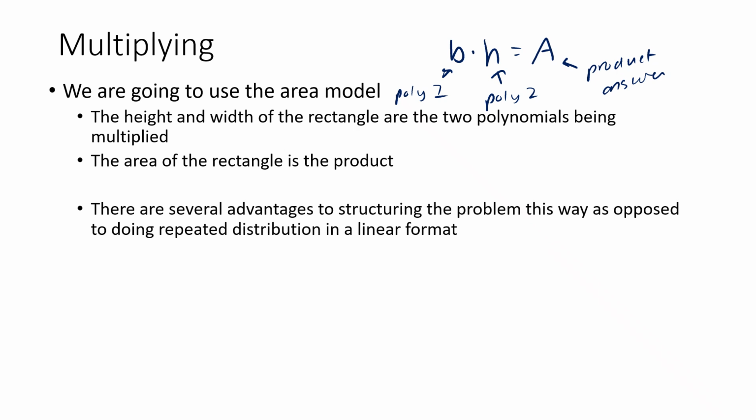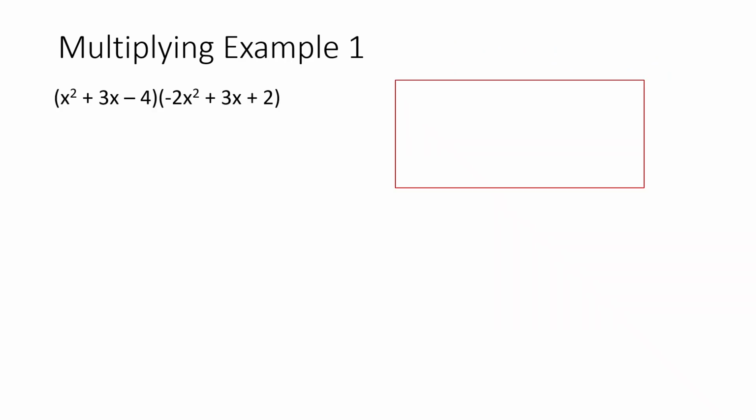There are several advantages to structuring the problem this way as opposed to doing repeated distribution in a linear format, which is how I was taught. I was taught to do repeated distribution, which is essentially what the area model is. It's just how you're laying it on the page. First of all, it's going to be a lot more compact. You are not going to stretch your problem all the way across your page, which is really nice. It also places like terms near each other, very often on the diagonals, although that's not a guarantee. Where when you distribute in a linear format, your like terms are not next to each other. So that's a definite advantage.